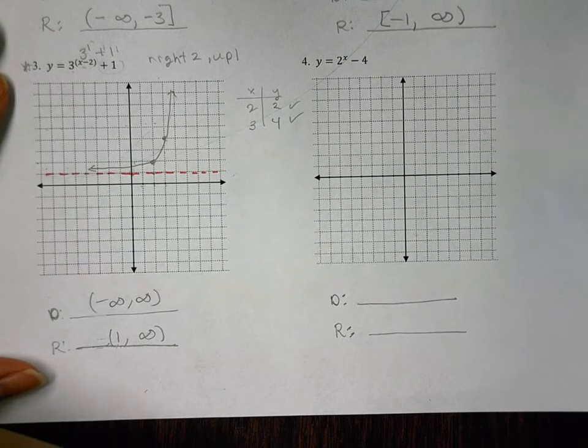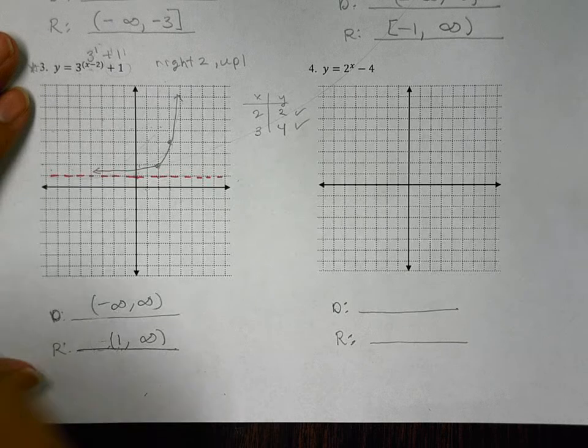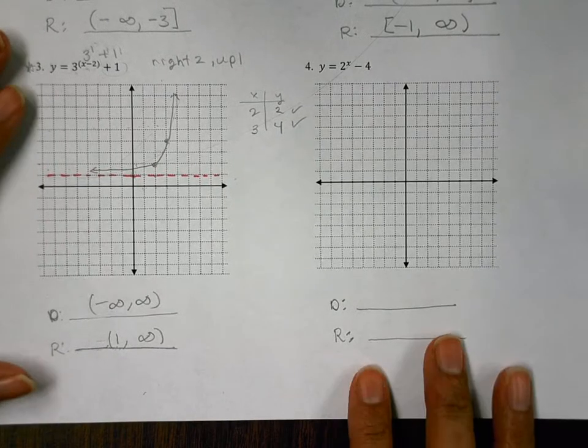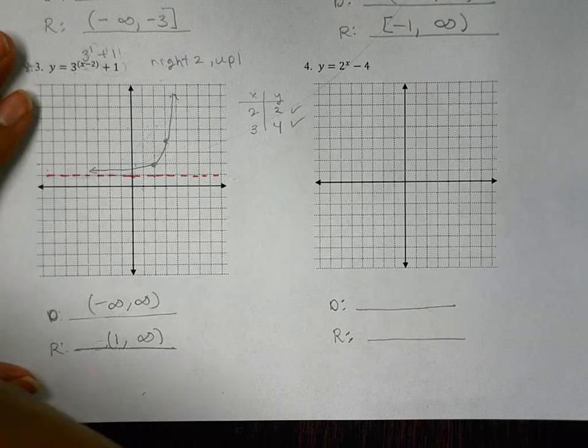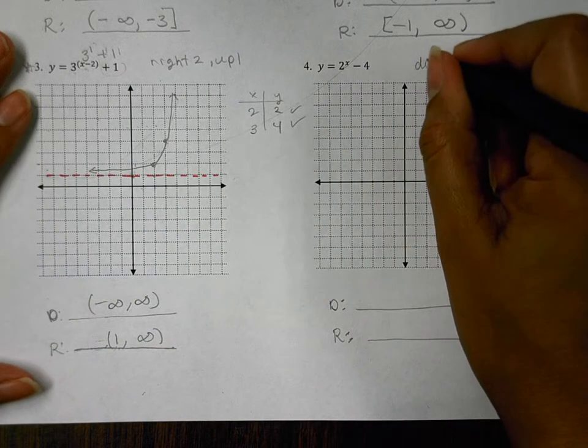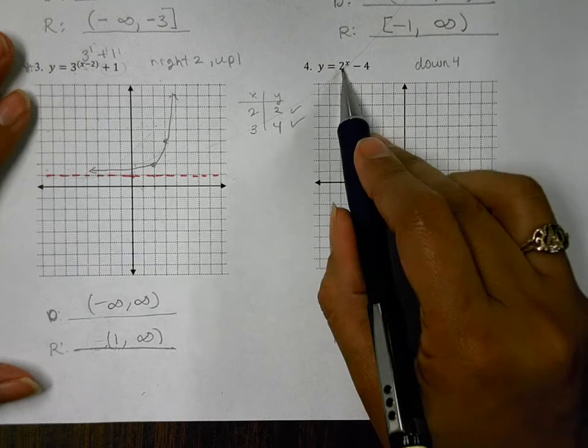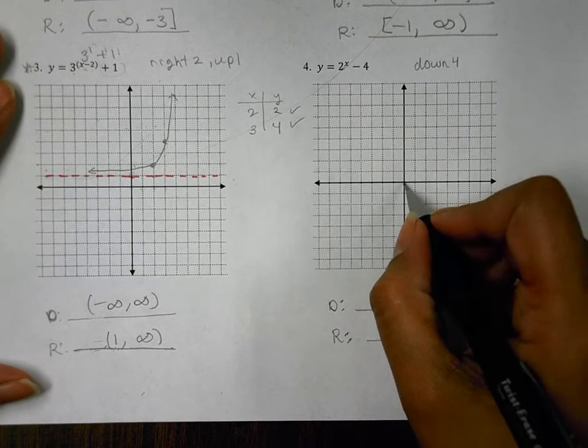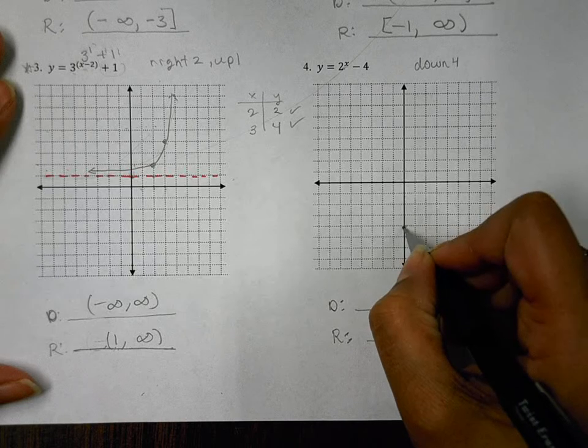Okay, next one. Y equals 2 to the x minus 4. And there's nothing in the parentheses, so I'm not going to move right or left, but I'm going to go down 4. There's nothing in the parentheses, so no right and left, but I'm going to go down 4. 1, 2, 3, 4. That's my new start.